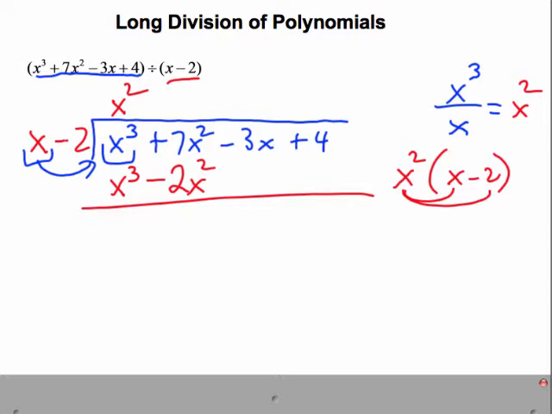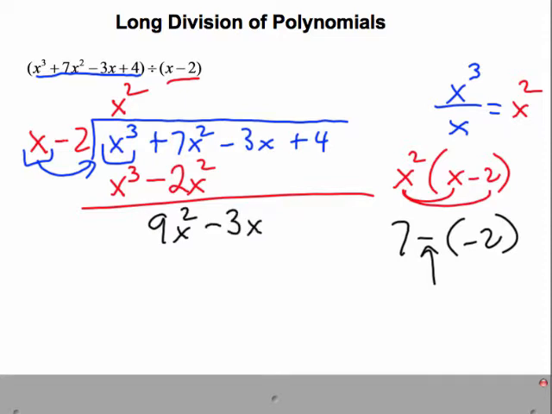So subtract our terms vertically. X cubed minus x cubed is 0. Those go away. And here I've got 7 take away negative 2. I'm subtracting. There's an extra negative being inserted here. So 7 take away negative 2 is 9x squared. And then we bring down one term just as we do with long division of numbers. We then repeat the process.